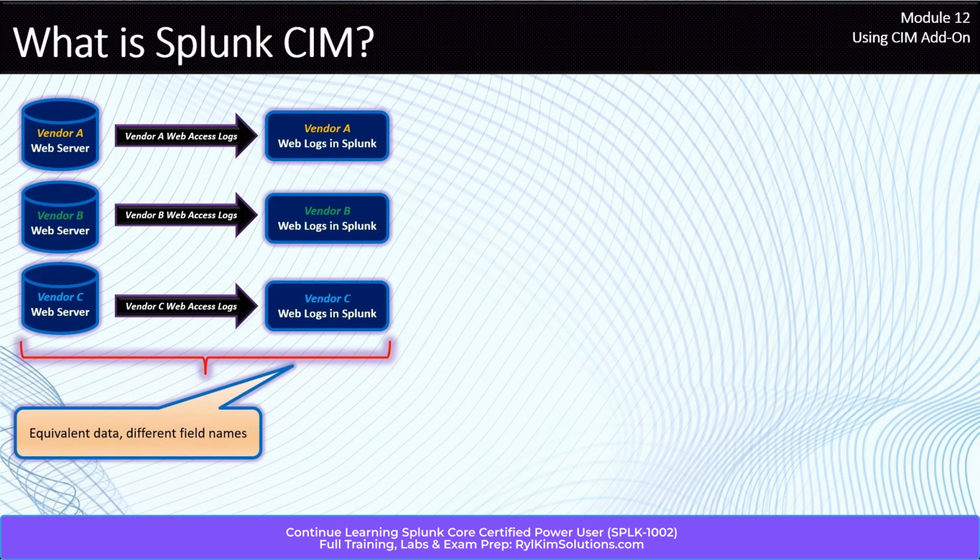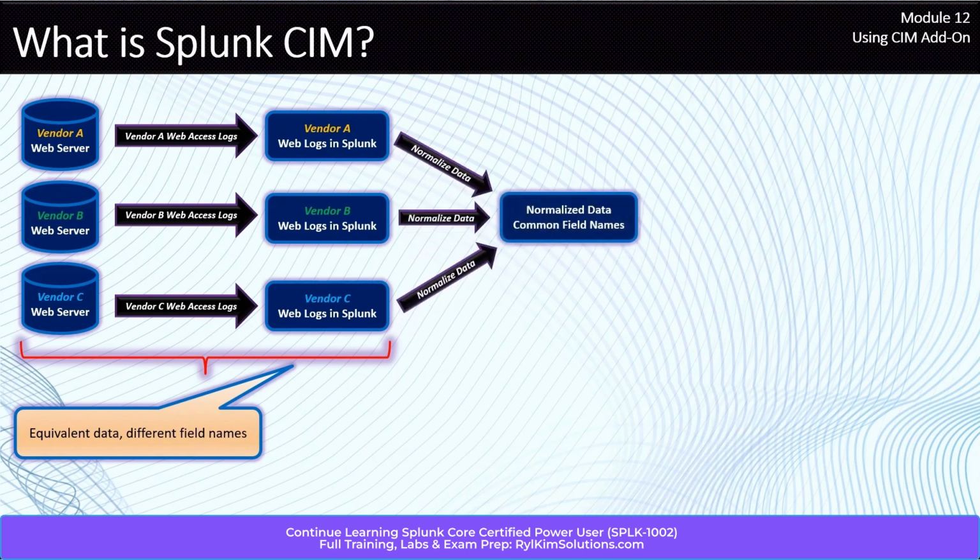So here, what we're looking at now is data from 3 different vendors. This is equivalent data because it's web server logs, but the field names are different. So what you really want to do is normalize the data so that they have common field names. The field that contains the source IP of vendor A will be the same as the field that contains the source IP of vendor B and vendor C, and then these have to match the recommended field name under the web data model of the common information model. That's what you're trying to do, because ultimately you want to take the data from these sources and associate it to the common information model.